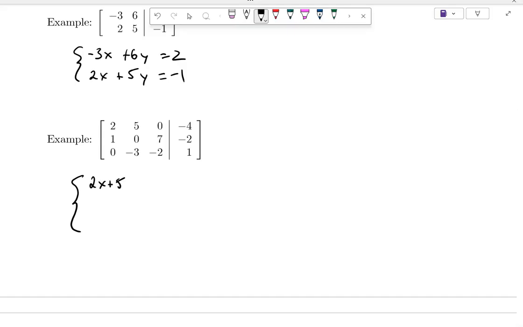Okay. x plus 7z equals -2. And -3y minus 2z equals 1. Good. Making sure you're keeping track of where those zeros are, right? In that first row, we have a 0z. In the second row, we've got a 0y. In the third row, we've got a 0x.